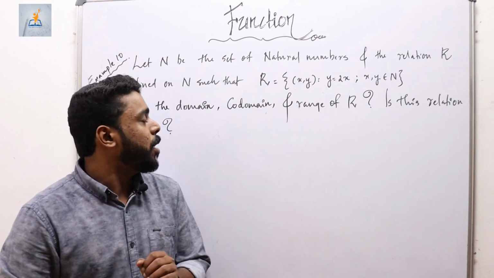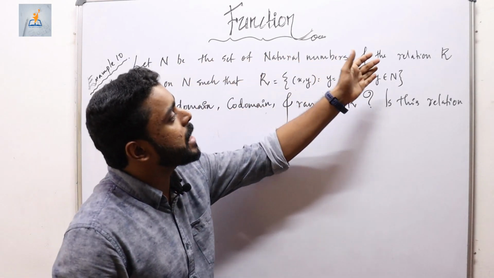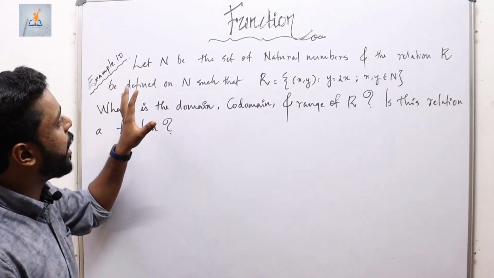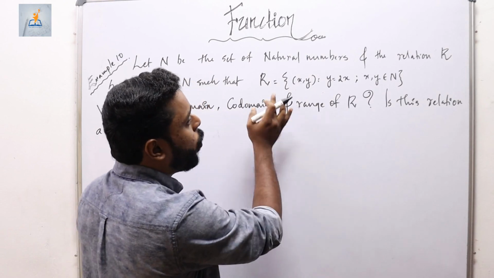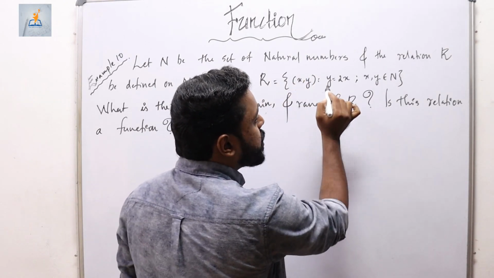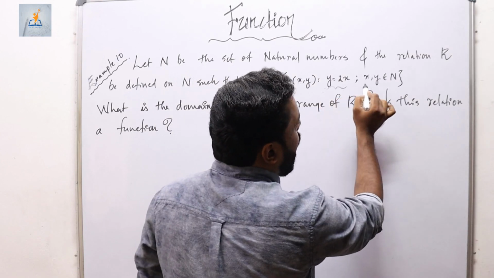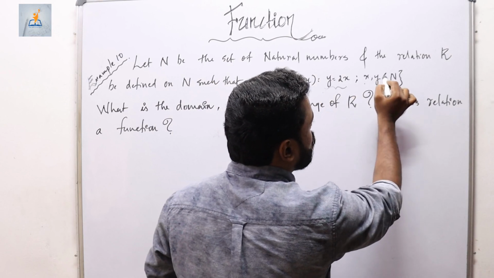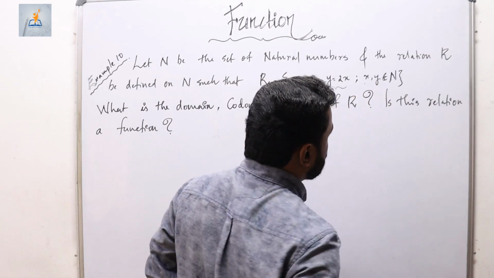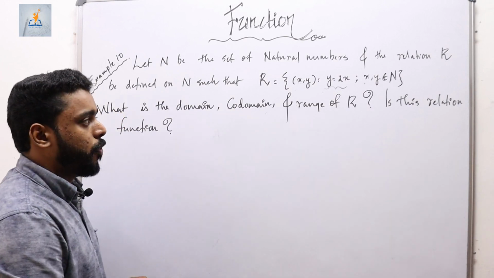Now coming on to example number 10, the question is: let N be the set of all natural numbers and the relation R be defined on N such that R is equal to the set of all ordered pairs (x, y) such that y is equal to 2x. Note that this is the property, and the input value is x and the output value y is chosen from the set of all natural numbers. What is the domain, codomain and range of R?